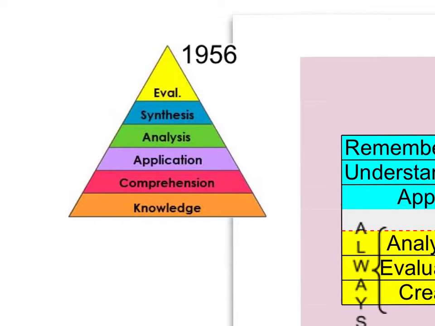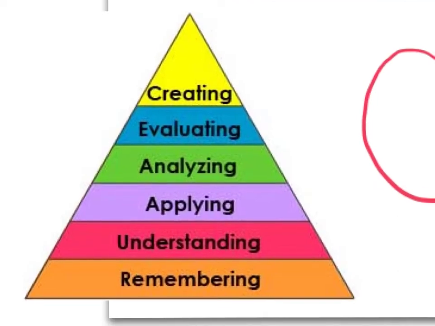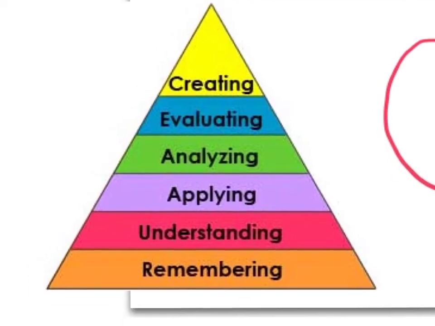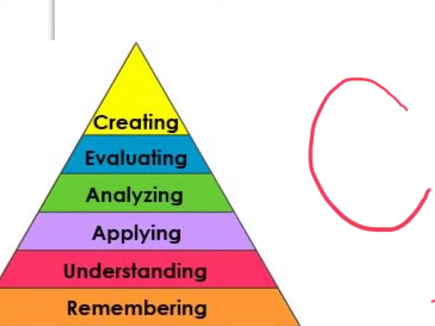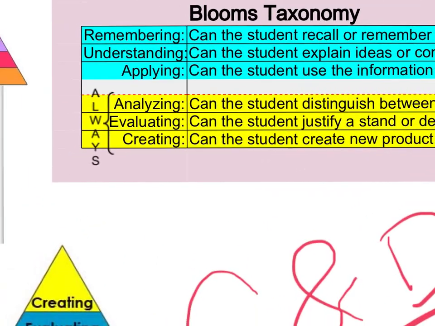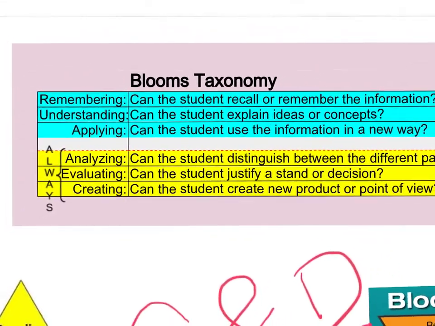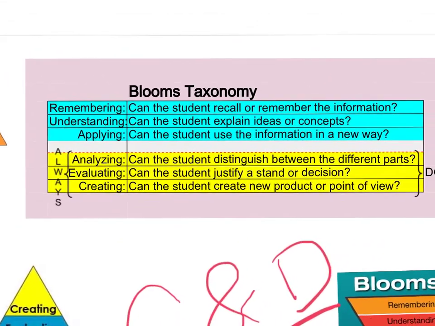Since the original Bloom's pyramid was created, some changes have been made to that pyramid, and the current pyramid looks like this. The ability to create a new product or point of view is the pinnacle of cognitive development. See creating up here. A quick review of Bloom's taxonomy will give us a little bit of an understanding of this pyramid.